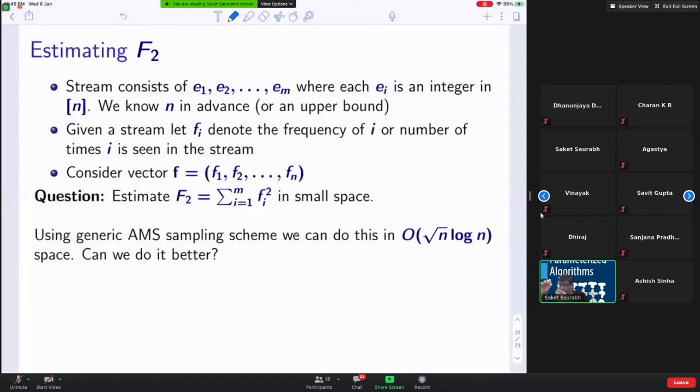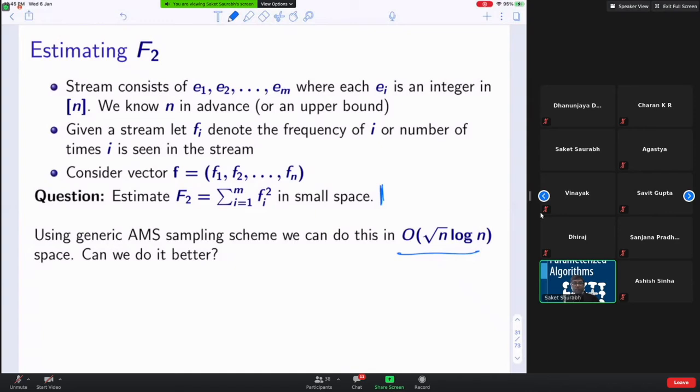So what is our goal? Our goal is to compute F2 in a small space. If you apply the generic AMS scheme, we will get something like order root n log n space. Of course, there is some epsilon and delta, but forget it for now. Can we do it better? In the same paper, the AMS paper of Alon, Matias, and Szegedy, they also gave a very beautiful algorithm to do F2 estimation.